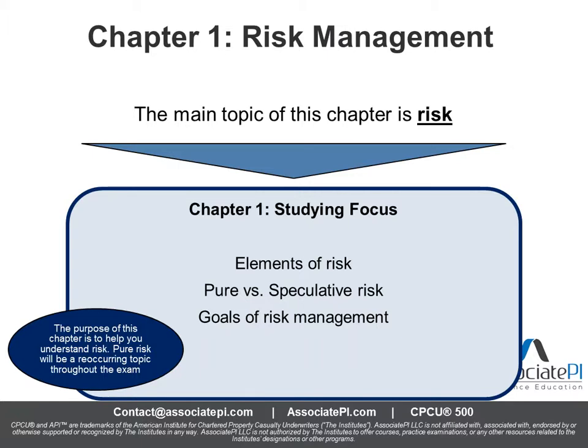So in this case, Chapter 1, what's important is risk. The 500 exam is all about risk and risk management. So Chapter 1 breaks down what is risk and what the elements of it are. One important thing is pure risk versus speculative risk. There are going to be some of those questions on your exam, so make sure you know those 2 definitions and the difference between them.